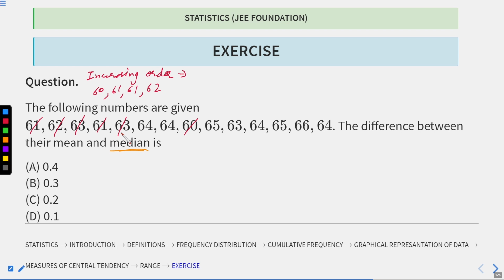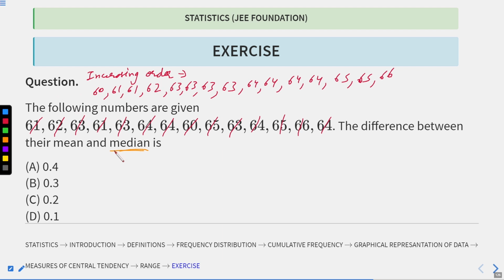and then 63, 63, 63, 63, 63, and there's another 63, and 64, 64, 64, 64, there are two more 64, and now the 65, another 65, and a 66. I hope you are clear with the increasing order in which I wrote.